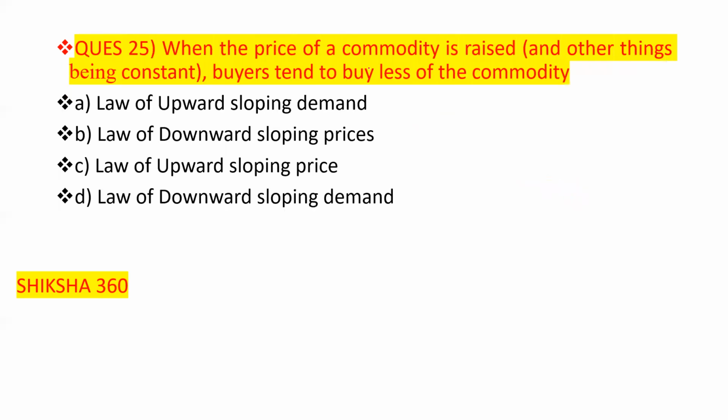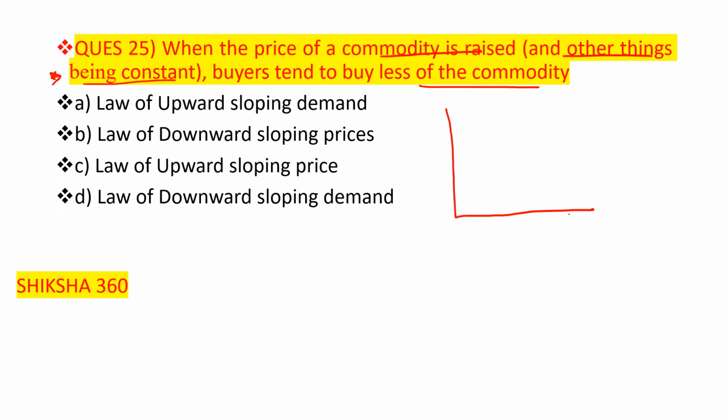Now move to the next question, question number 25. When the price of a commodity is raised, buyers tend to buy less of that quantity, other things remaining constant. This is a special line: other things remain constant. So when the price of the commodity is raised, buyers tend to buy less.